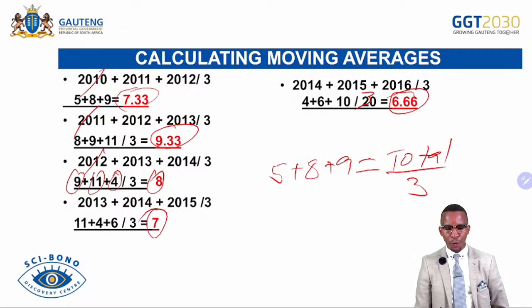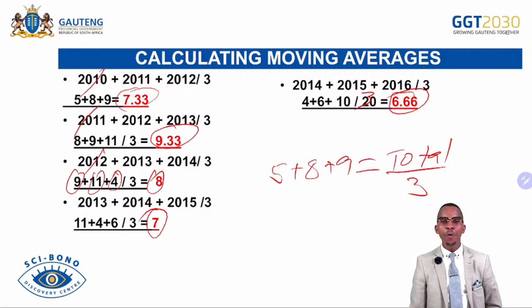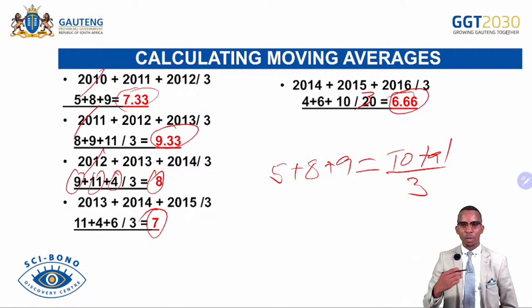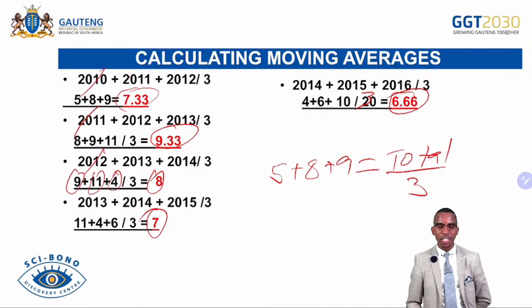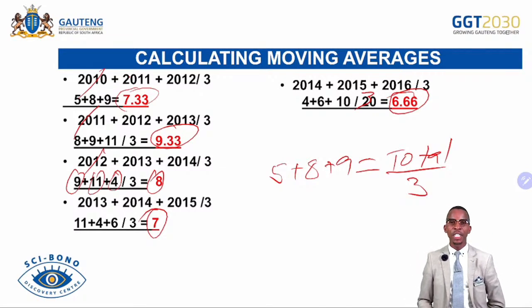If we happen to use 4 years, that will mean we divide by 4. If we use 2 years, we divide by 2. So just know that if we use 5 years, we divide by 5. So let's see the diagram that has been plotted with the given data after calculating our moving averages.